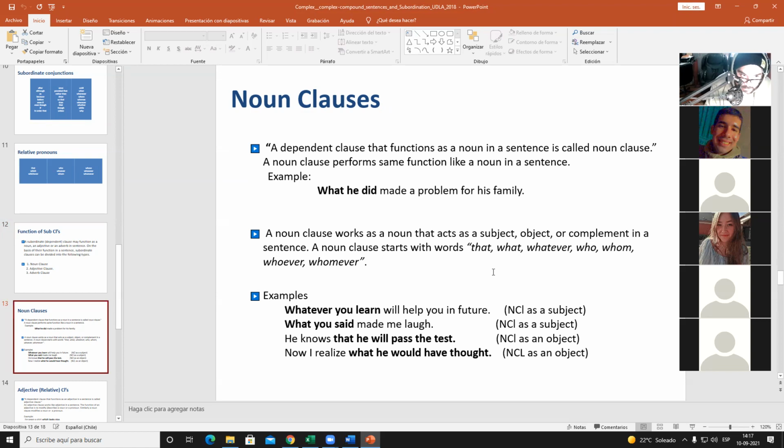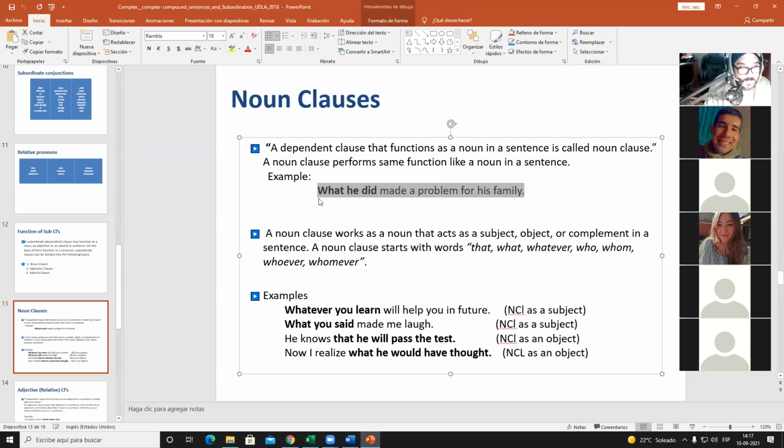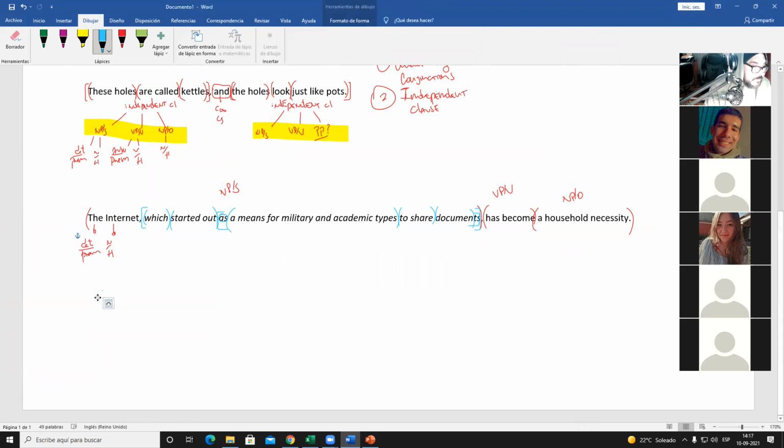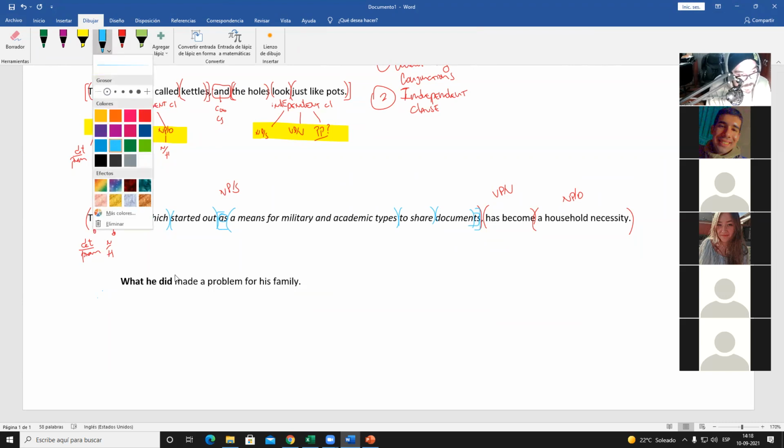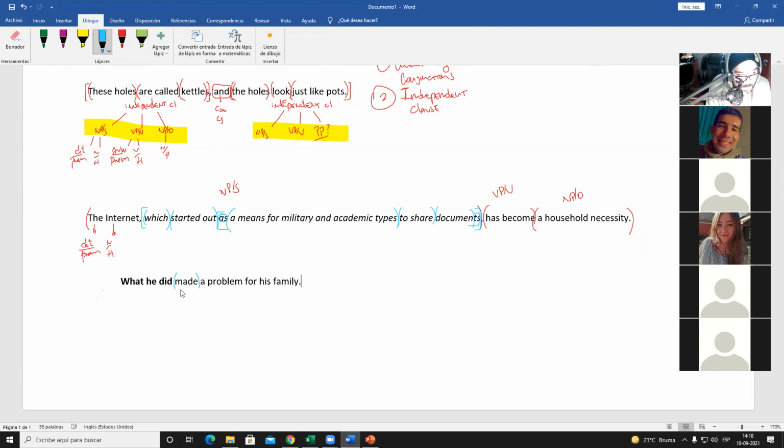That is to say, the example: what he did made a problem for his family. And then I'm going to analyze it. The very first thing I'm going to say is that we're seeing a complex sentence. Therefore, there is subordination inside of this sentence. The second thing is looking for the verb phrase, right? What he did made a problem for his family. Made is the verb phrase, right? Now, the question is, who made a problem or what made a problem for his family?